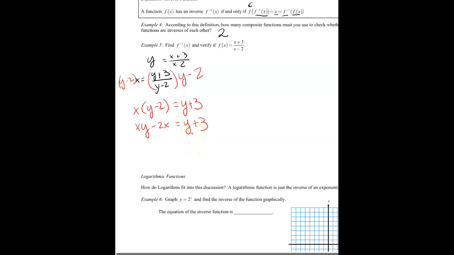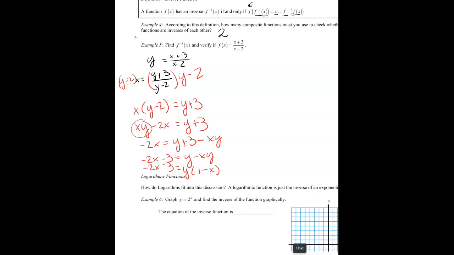Alright, I'm going to get my y terms to one side and everything else to the other. So I'm going to subtract this xy term over to the other side. So I'm going to get negative 2x is equal to y plus 3 minus now xy. Subtract that 3 over, I get negative 2x minus 3 is equal to y minus xy. And then I can factor out a GCF now on my right-hand side, which happens to be y. So I'd get negative 2x minus 3 is equal to y times the quantity of 1 minus x.